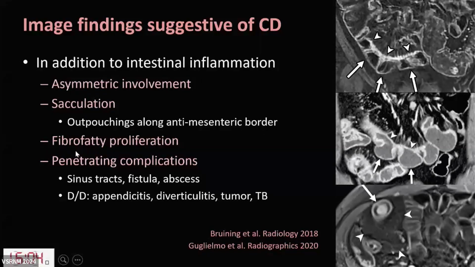And also the mesenteric fibrofatty proliferation, which is the increased fat around the inflamed segment. This is also a very specific sign for Crohn's disease. Also, we can see penetrating complications, such as sinus tracts, fistulas, and abscess. However, there are also some differential diagnoses to be kept in mind, including appendicitis, diverticulitis, tumor, or tuberculosis.